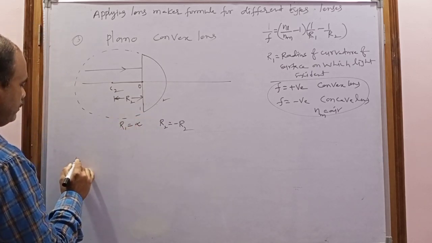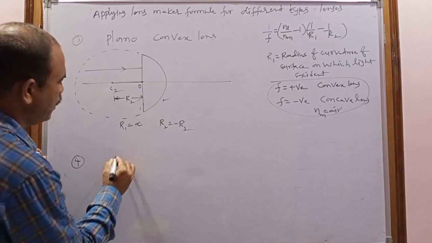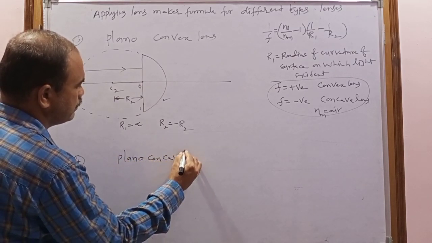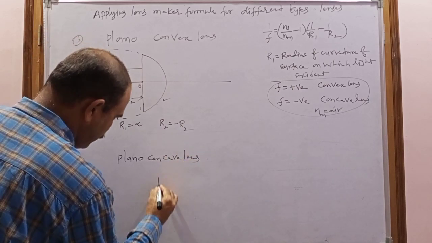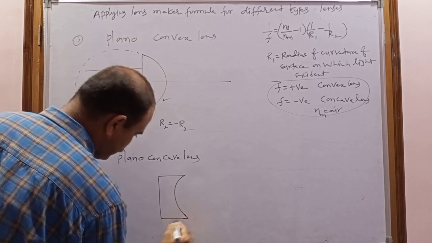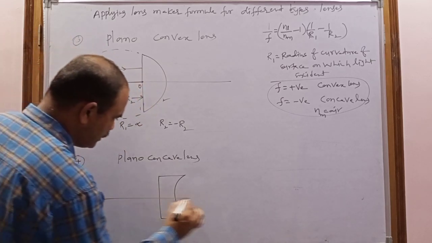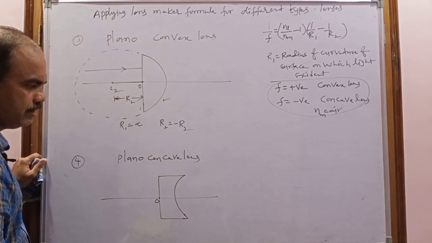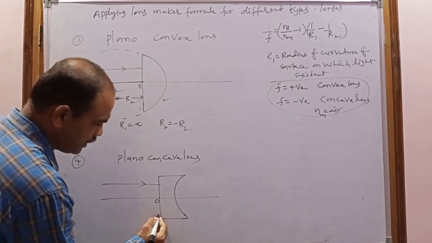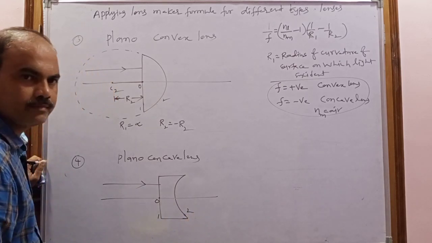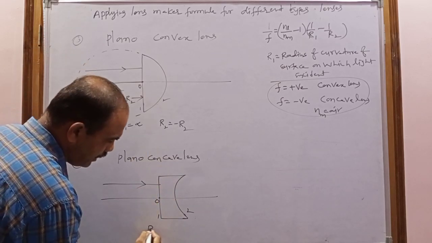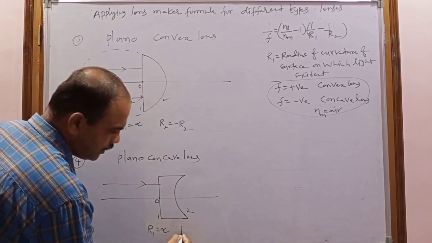And next, the fourth one is the plano-concave lens. So this is a plane and the next one is concave. This is a plano-concave lens. Now consider this is the principal axis and this is the optic center. Consider the light is incident on this surface. This surface is taken as the first and this is the second. The first surface is the plane, and for the plane surface R1 is infinity. And now coming to R2.